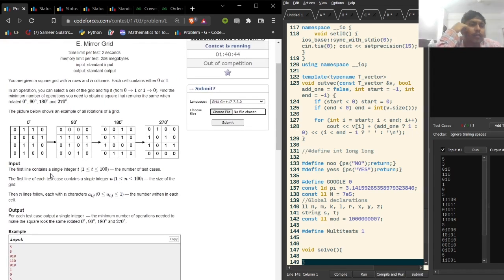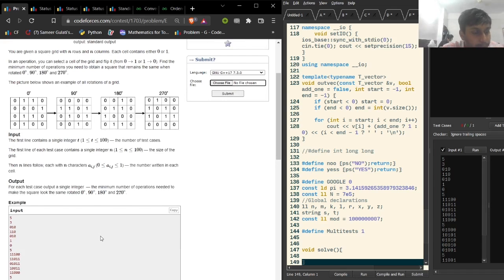You can select a cell and flip it. Find the minimum number of operations so that the square remains same. Yeah, basically we want to find out in 0, 90, 180 and we need to find out all of the pair of squares which give the same value, and we need to choose the one which occurs more in these 4 times and just replace all of the other values there. Let's try to think about how this would work.